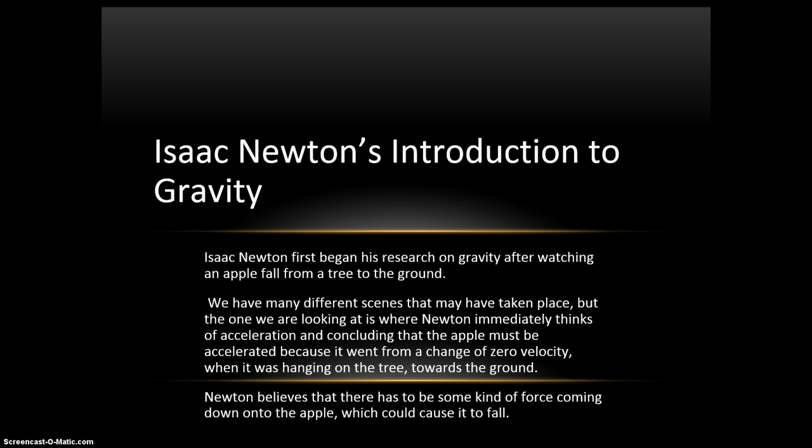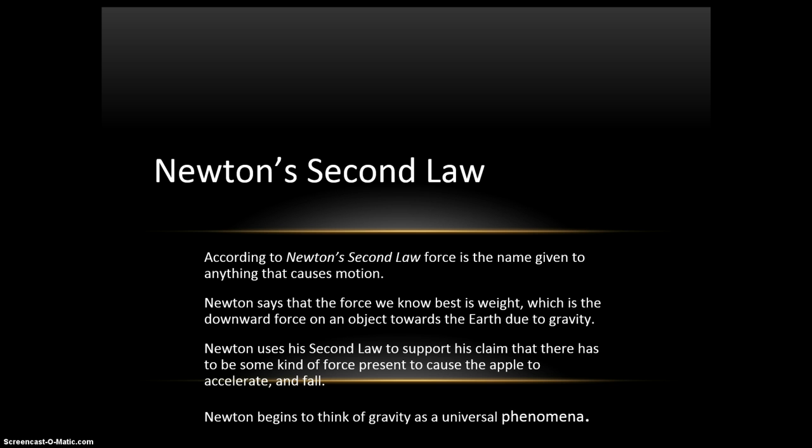Okay, so according to Dr. David P. Stern, when the apple fell, Newton must have immediately been thinking about acceleration, and he was coming to the conclusion that the apple must have been accelerated because it went from zero velocity, when it was hanging on the tree, towards the ground. He also believed that there has to be some kind of force coming down onto the apple which could cause it to fall, therefore being gravity.